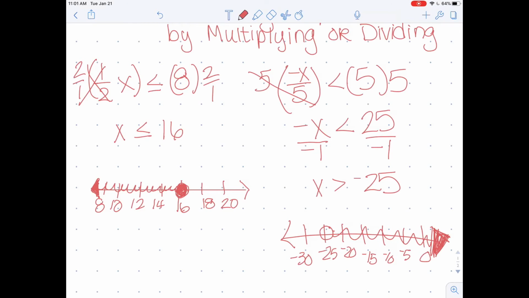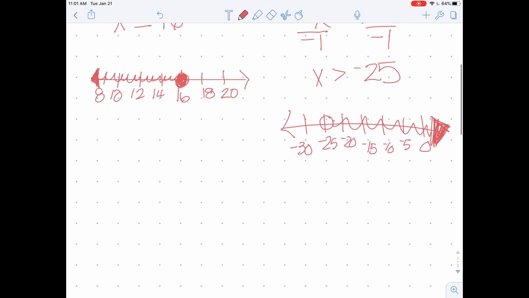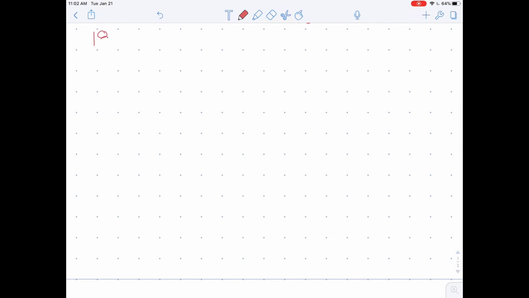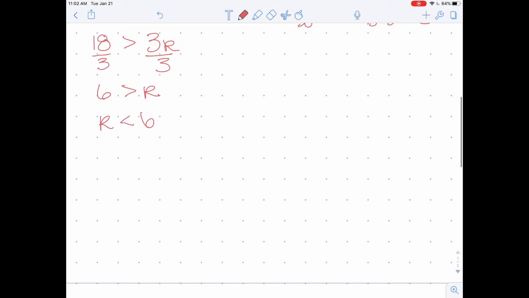So let's just run through a couple, try it out, see how it's going. Let's see if we have, trying to think of a good example, 18 is greater than 3r. So we're going to divide by 3. So 6 is greater than r, but we want the letter to be on the left. So we're going to switch it around. R is less than 6. It's just making a mirror out of it.